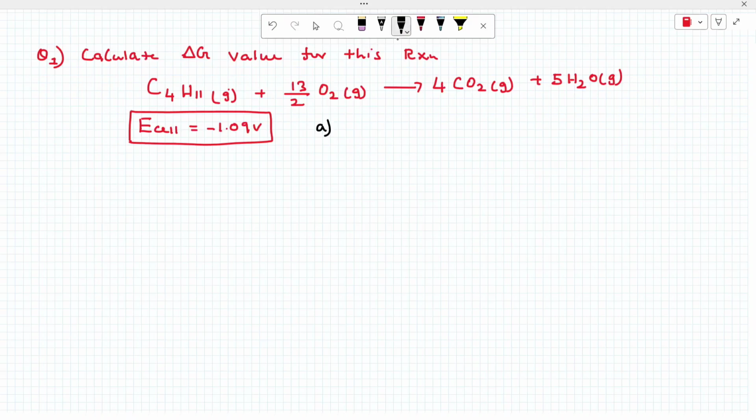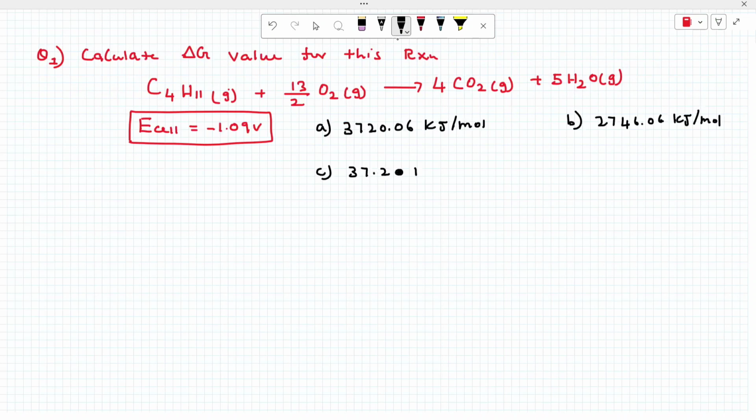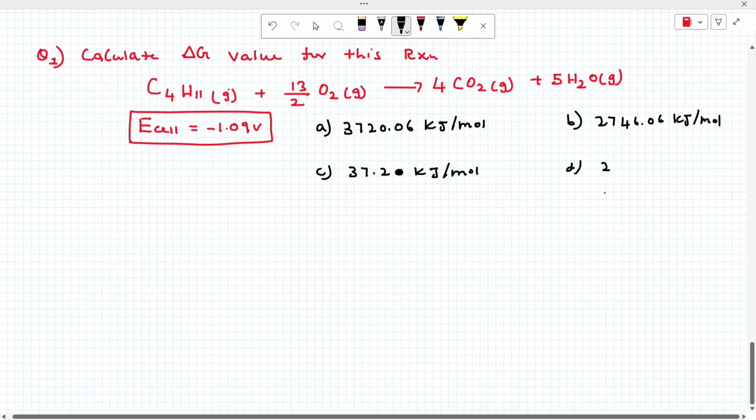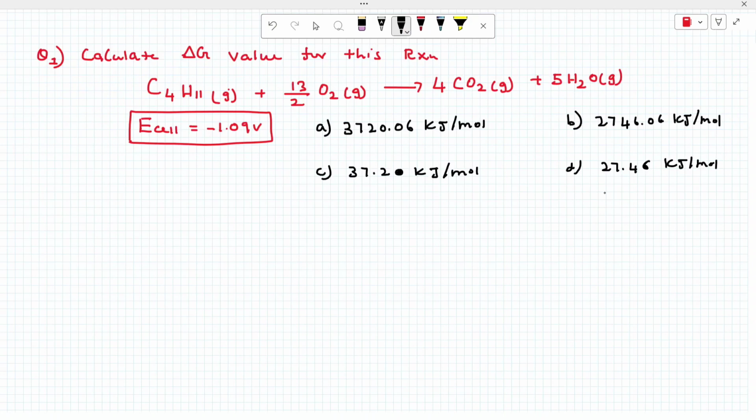Option A: 3720.06 kilojoule per mole. Option B: 2746.06 kilojoule per mole. Option C: 37.20 kilojoule per mole. Option D: 27.46 kilojoule per mole. Okay, tell me.